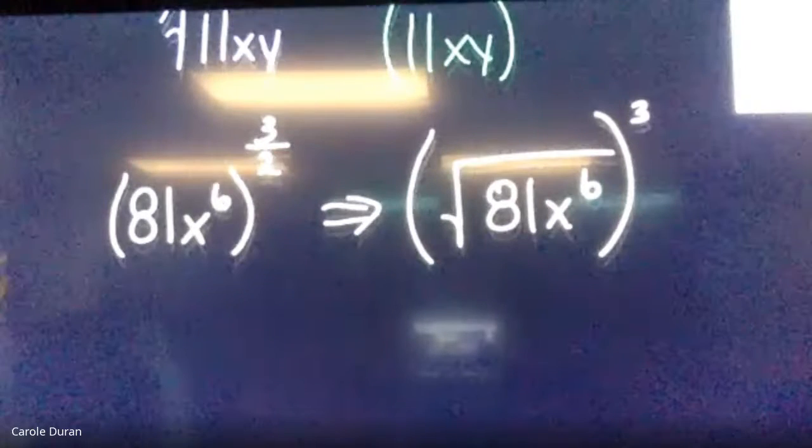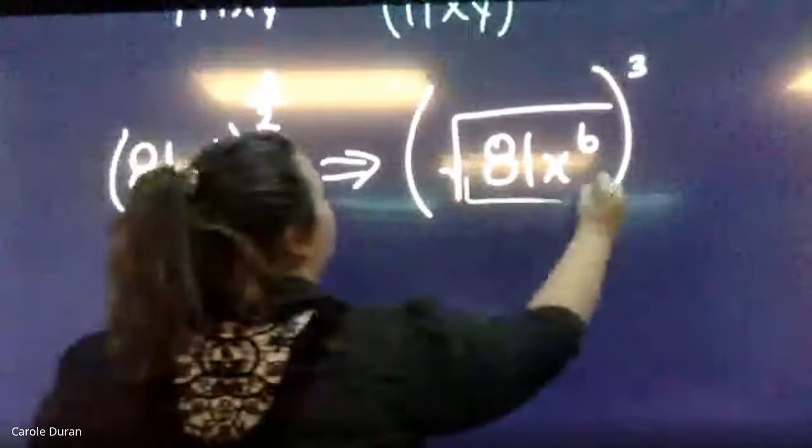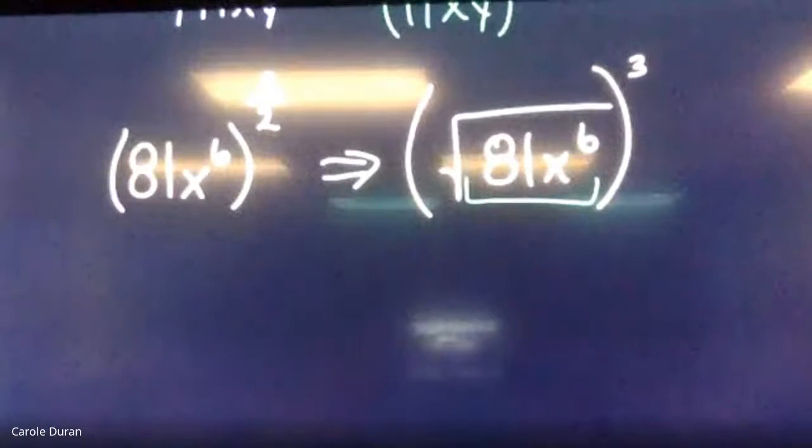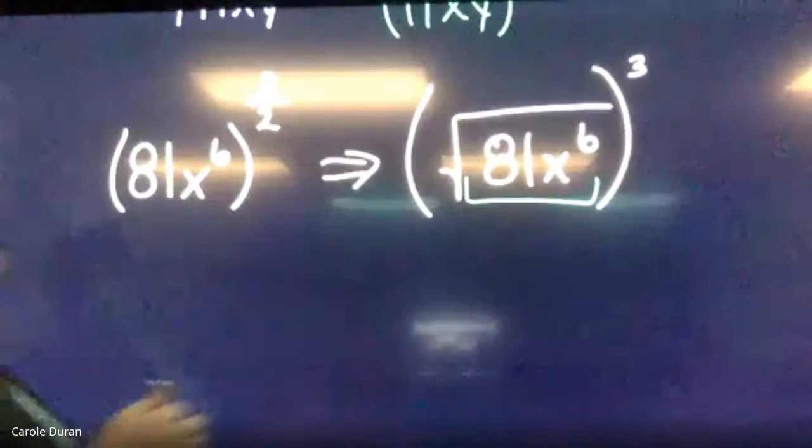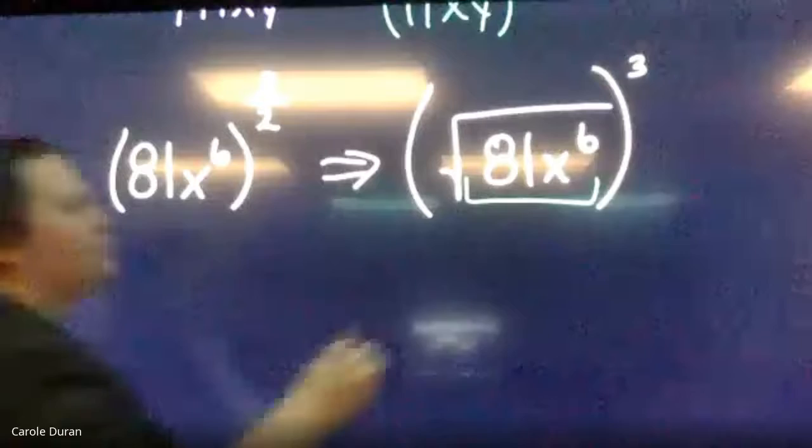So the easier way is that we simplify this first under the square root and then cube our answer. Honestly, I think this is the fastest way of doing this problem. Other people would do the raising it to the exponent first and then taking the square root. So we're going to factor tree the 81, and we're going to pull out groups of 2 from the x to the 6th. So let's factor tree the 81 first.